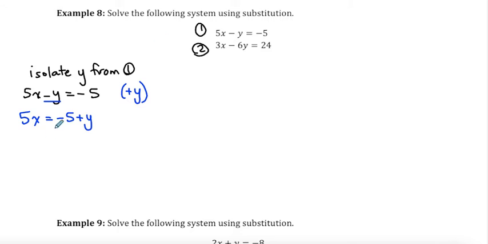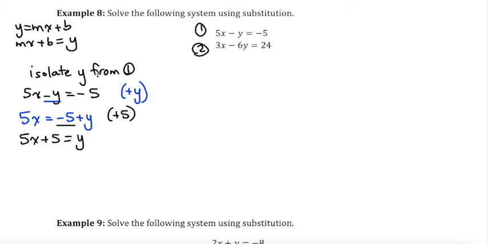Now I want to get rid of this constant term that's on the same side as my variable y. So instead of subtracting 5, I want to add 5 to both sides. So I have 5x plus 5 is equal to negative 5 plus 5 is 0, so just y on that right-hand side. I know that it's backwards. I know that you might be used to seeing y equals mx plus b, but mx plus b equals y means exactly the same thing.